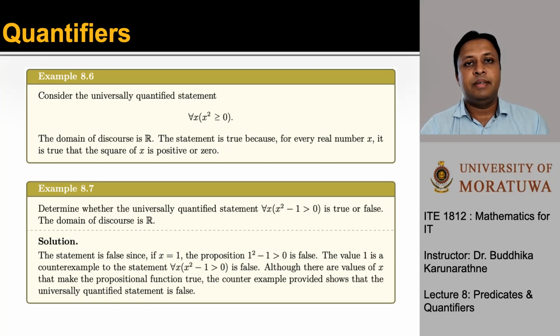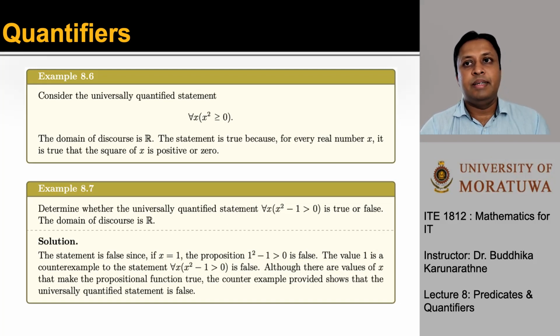Take another example, 8.7. Determine whether the universally quantified statement for all x, x squared minus 1 greater than 0 is true or false. Once again, the domain of discourse is R, the real numbers. The statement is false since, for example, if x is 1, the proposition 1 squared minus 1 greater than 0 is false. So we find one sample value, x equal to 1, where the proposition becomes false.